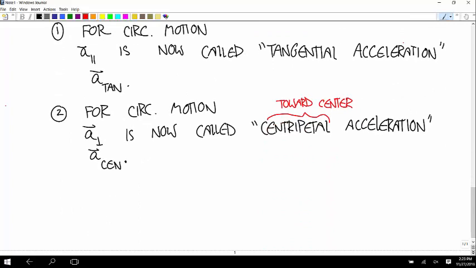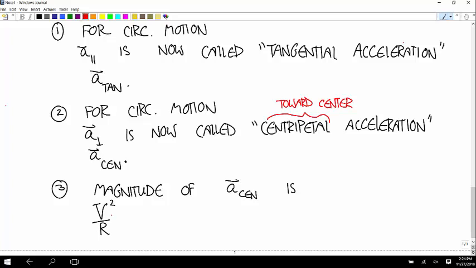And then the third one, this is the only one that has some substance to it, really. Magnitude of the centripetal acceleration. This one's kind of amazing, if you're easily impressed, like I am. The magnitude of the centripetal acceleration is v squared over r, where v is the object's speed and r is the radius of the circle.